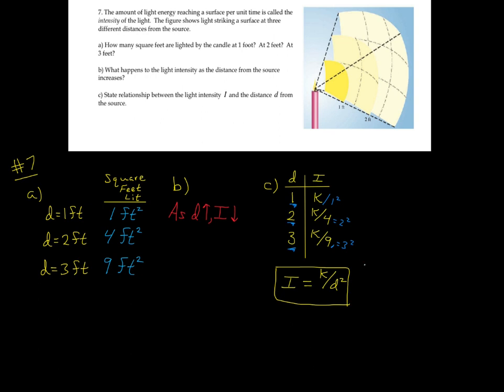Now this has a special name, by the way. This is what's known as an inverse square law. And there's all kinds of things out there in the physical world that obey inverse square laws. Things like gravitational fields, electromagnetism, in this case, light intensity. But yeah, they're everywhere. Okay, well that's a good place to stop.